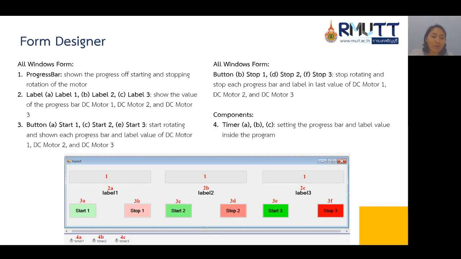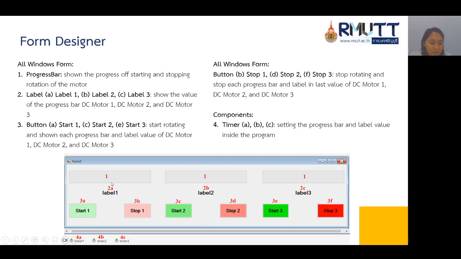In the Visual Studio application, this is the form designer that I made. From number 1 until number 3, these are taken from the All Windows Forms category. For number 1, there are 3 progress bars. This is for showing the progress of starting and stopping rotation of each DC motor. This is for DC motor 1, this is for DC motor 2, and this is for DC motor 3.